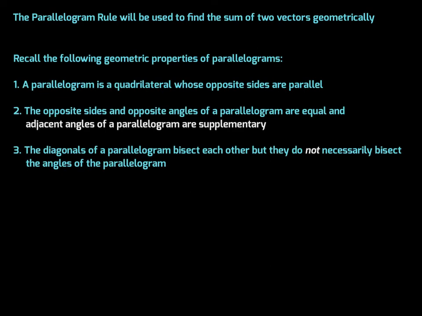Okay, everybody, let's read through this together. A parallelogram is a quadrilateral, which means it's a polygon of four sides, whose opposite sides are parallel. Number two, the opposite sides and opposite angles of a parallelogram are equal. That's important for us, okay? Remember that opposite sides and opposite angles are equal. And the following is really important.